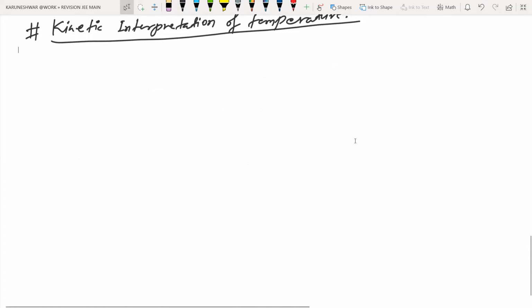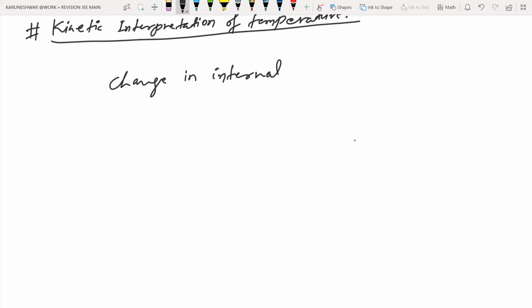Mainly it will have internal energy. In the ideal gas law, the internal energy is the total kinetic energy, and potential energy is considered to be zero. So for a gaseous molecule, what will be the change in internal energy? You can write it over here as the change in internal energy.